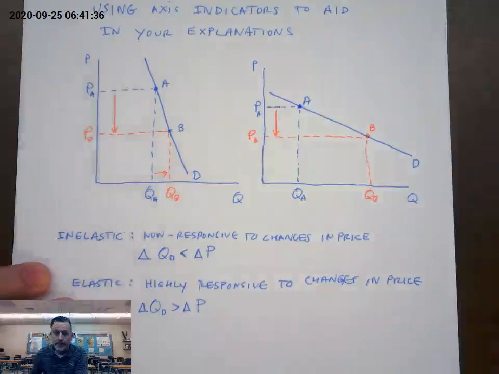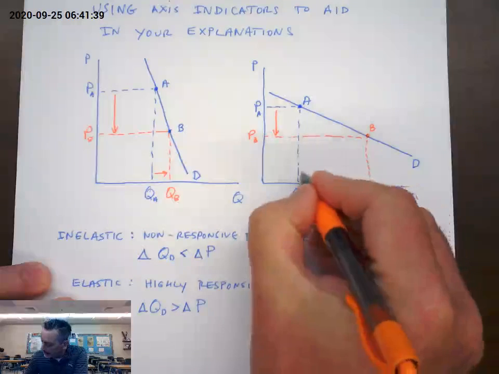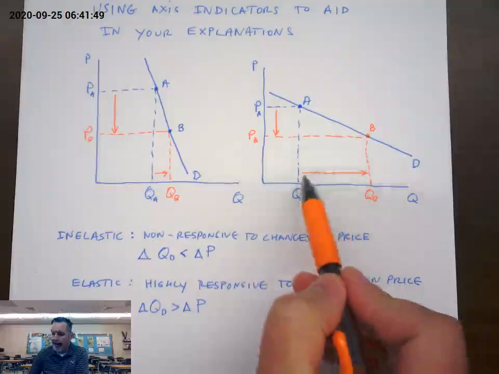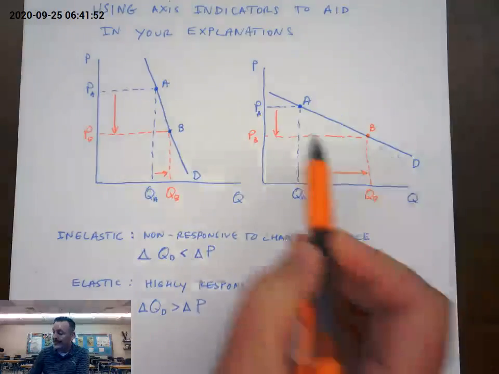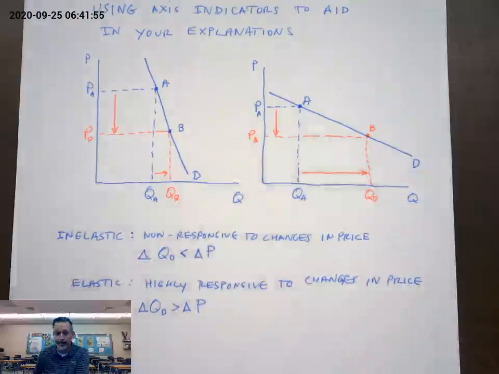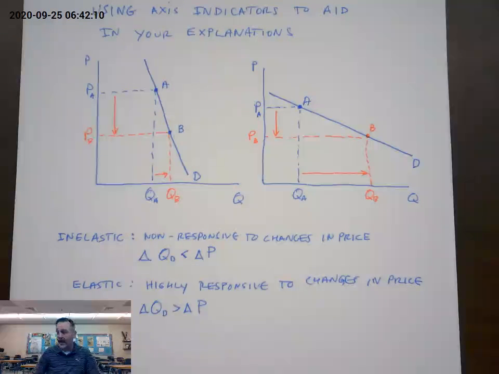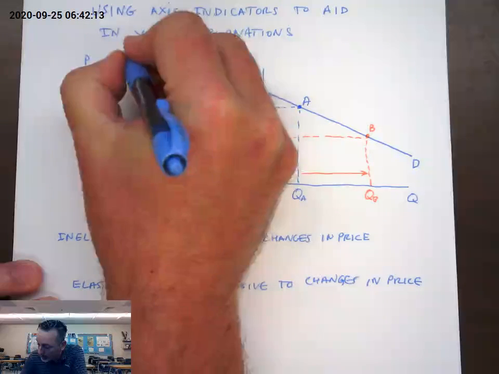Our decrease in price from PA to PB leads to an increase in quantity demanded from QA to QB, and we can very clearly note that the magnitude of change of quantity exceeds the magnitude of change of price, and those axis indicators help us do that. Therefore we can see that this graph on the right becomes the elastic graph, whereas the graph on the left is obviously the inelastic graph. So we can go ahead and label those now.